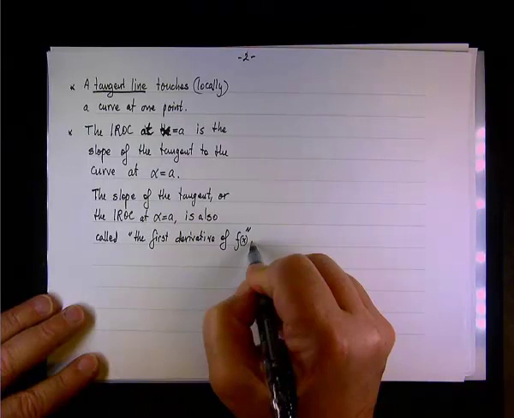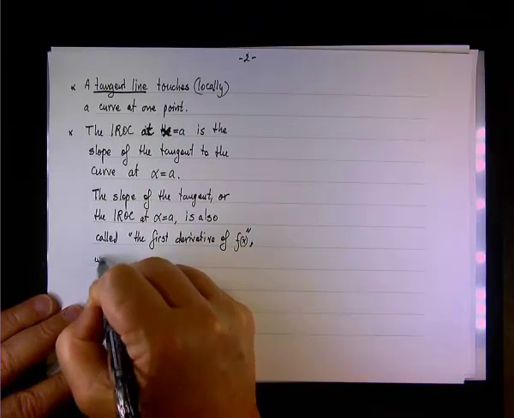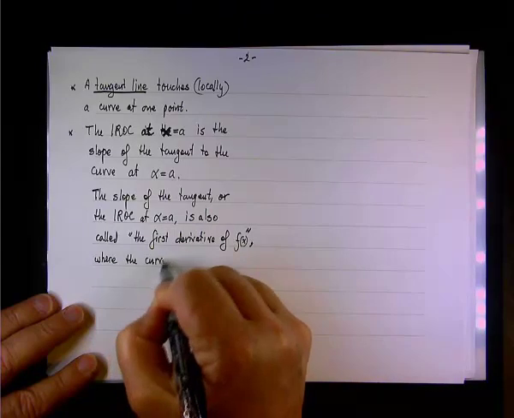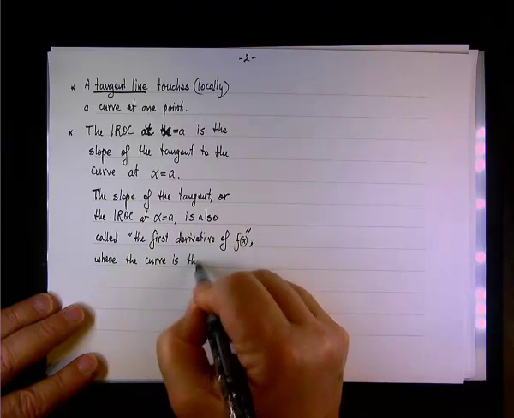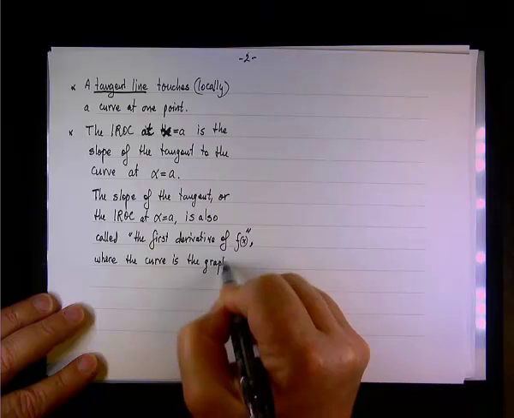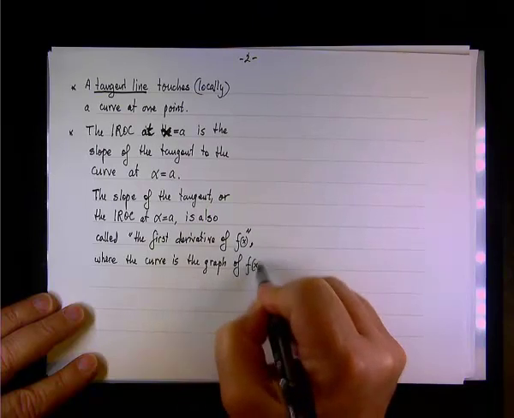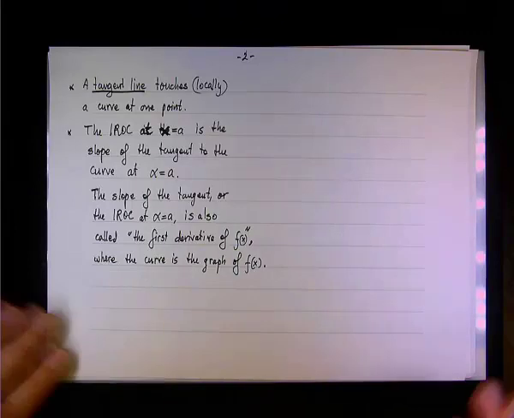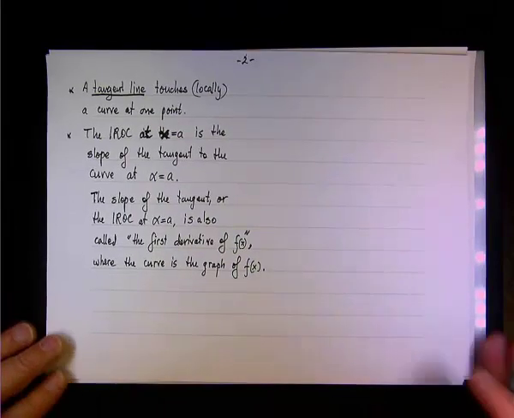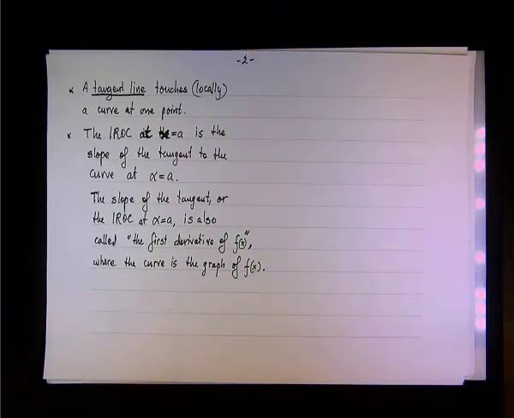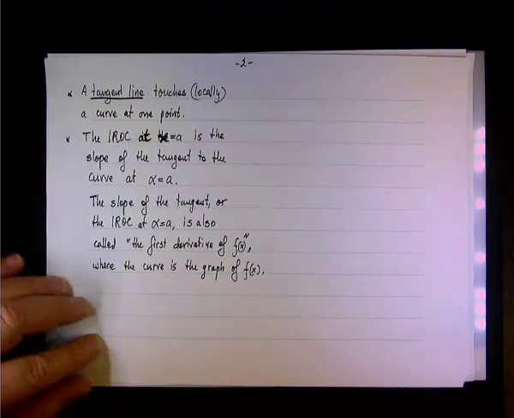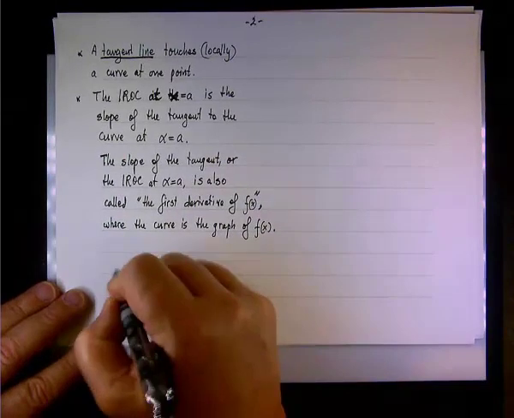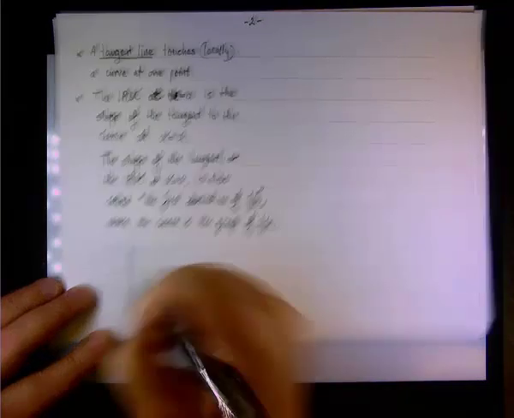Actually, I just changed my mind. I'll write it for the sake of completion, where the curve is the graph of f of x. So now I've completed this statement. The last thing that I need to say is something about this exclusion, locally. Why did I include the word locally? Well, to demonstrate the reason why, let me draw an example here.